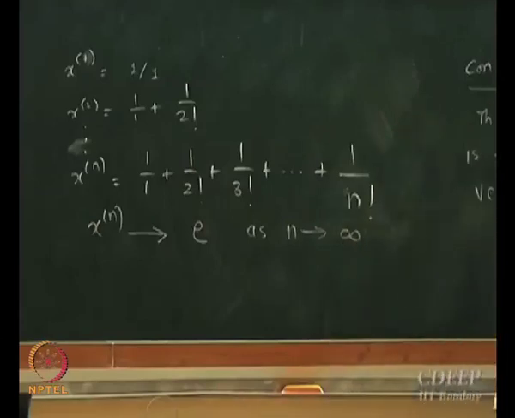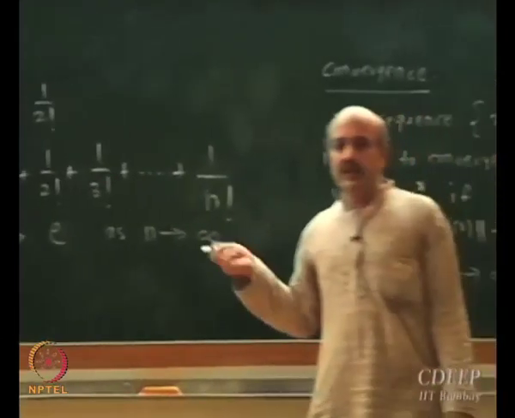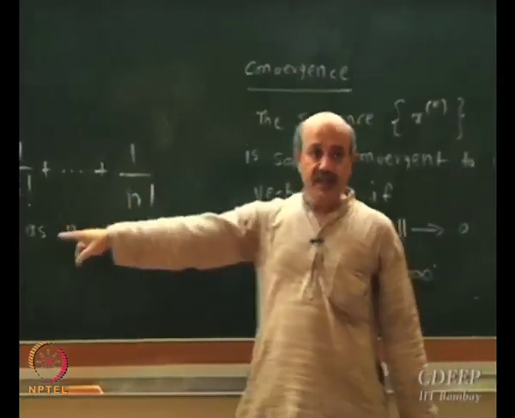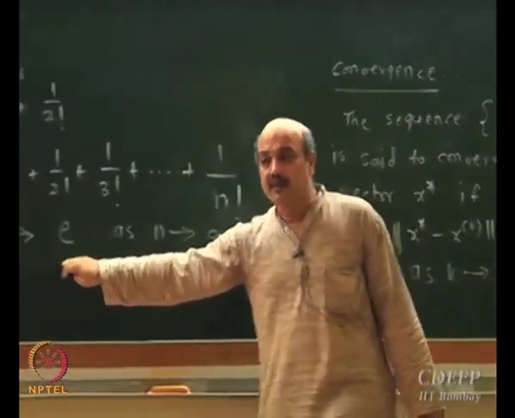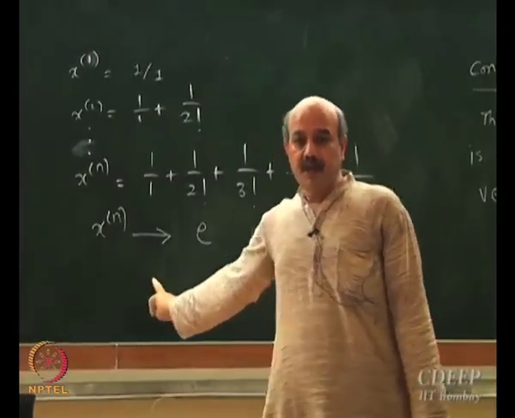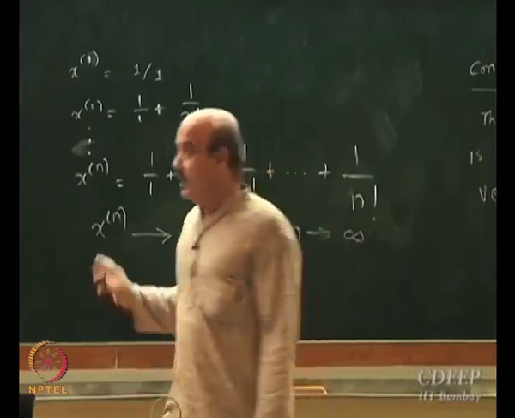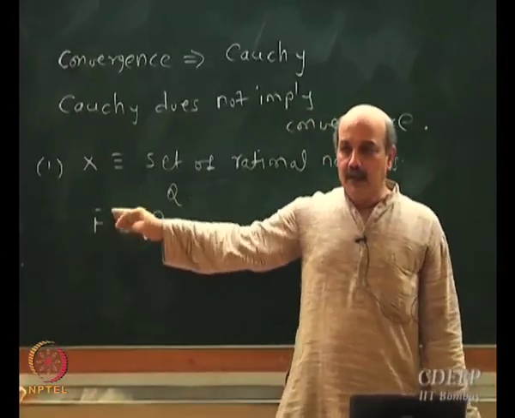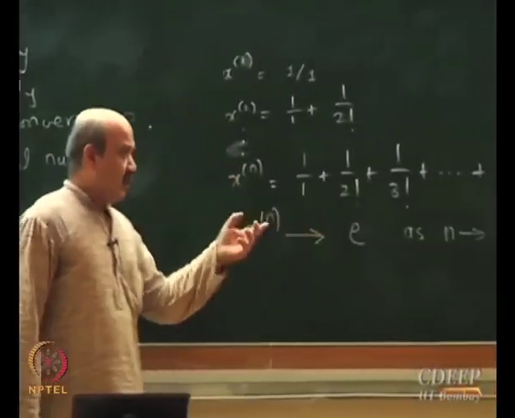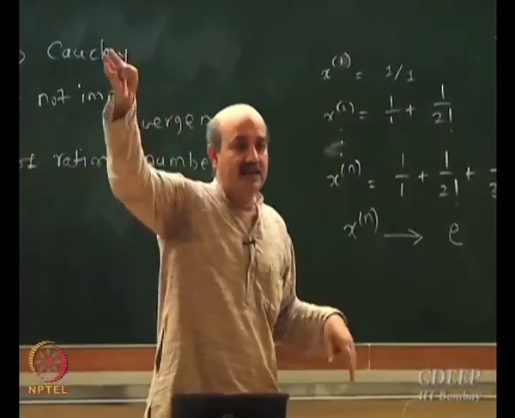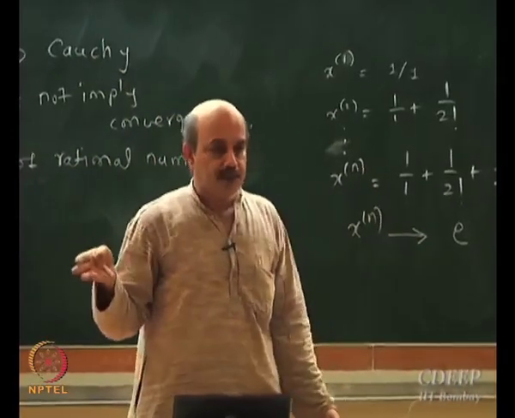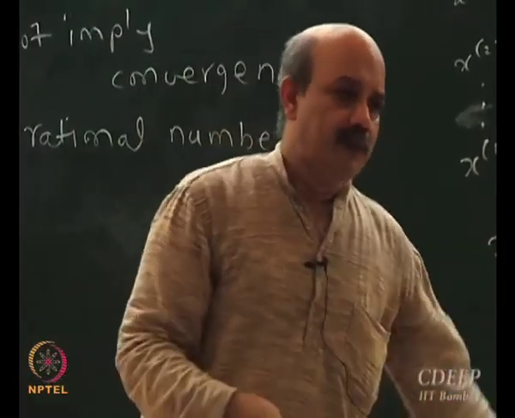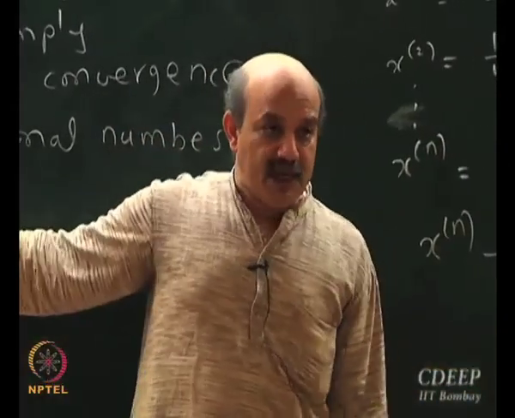We know that this particular element tends to E, but E is not a rational number. Okay, so this element where it converges to is outside this space. So you have a funny situation. You have a Cauchy sequence. If you apply the definition of Cauchy sequence, if you take any two elements as n and m go to infinity, you take difference, it goes to 0. That's very easy to show. Look at any book on real analysis, you will see this proof. It's just one or two pages of proof that this is a Cauchy sequence, but in this particular space it doesn't converge.